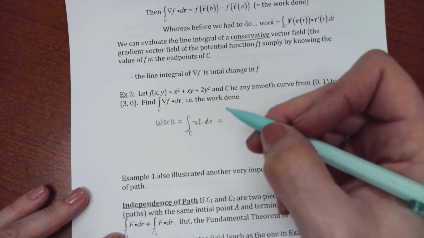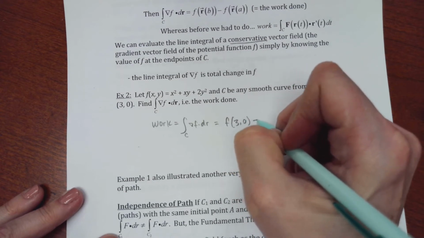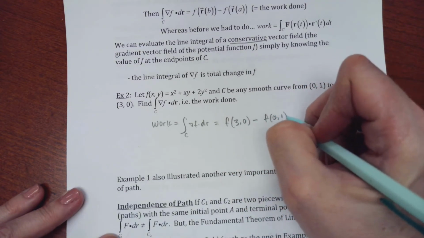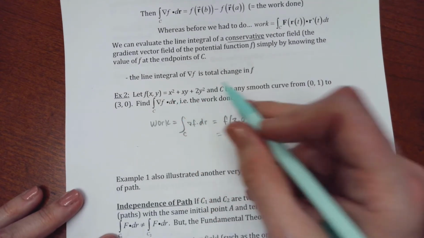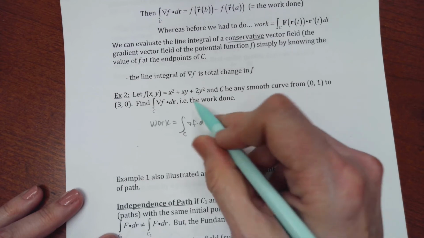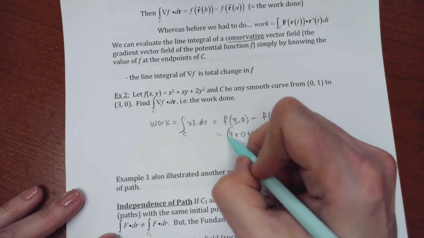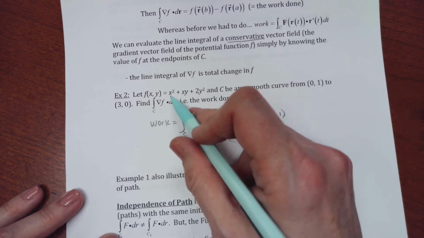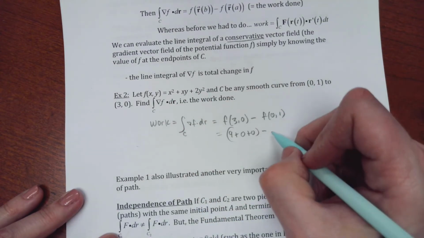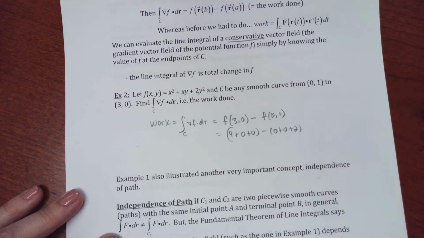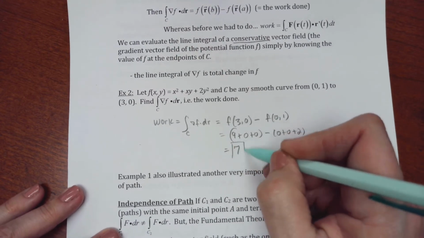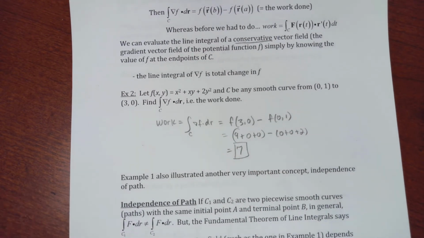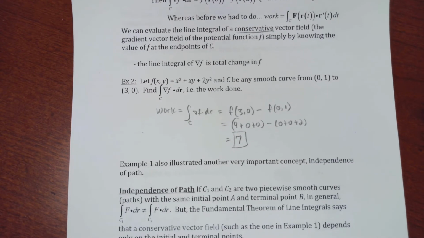I can instead just do f of (3, 0) minus f of (0, 1). So the end minus the beginning. So I can plug (3, 0) into this problem here. If I do that, I get 9 plus 3 times 0 is 0, plus 0, minus, when I plug in (0, 1), that would be 0, 0, and 2. All right, so 9 minus 2. So the work done is 7. And so that makes things a lot easier because it doesn't matter what path you go, it's all going to be the same. So example 1 illustrated that as well for you.